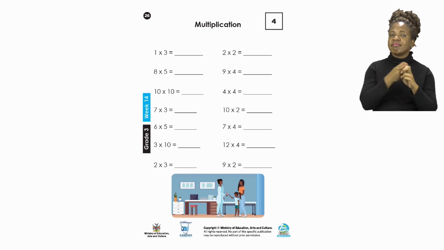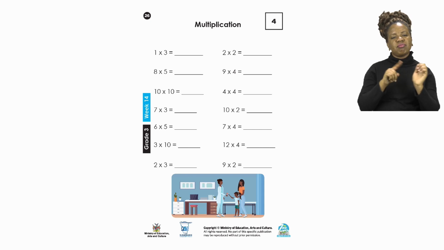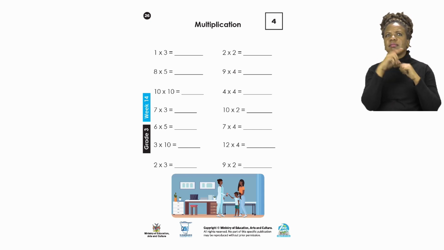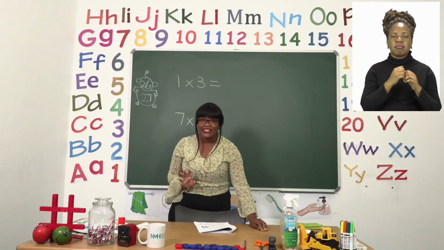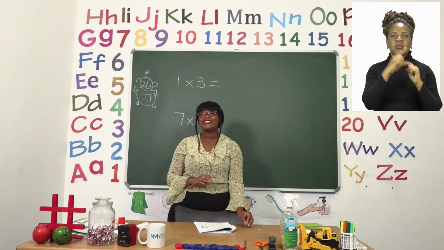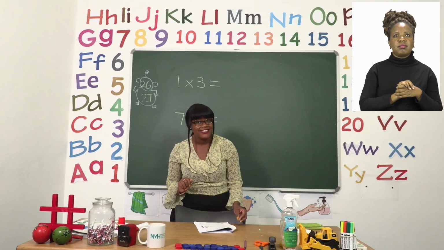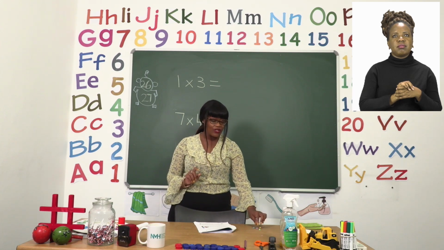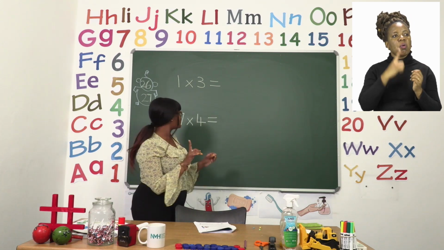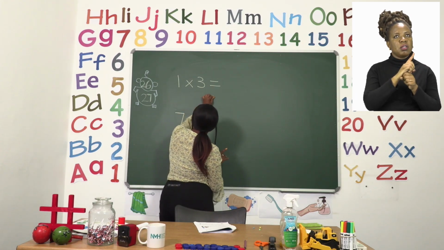So we're going to do the first one together, which says 1 times 3. And then we're going to do the next one, which says 7 times 4. So let's take a look at 1 times 3 first. Now, when they say 1 times 3, they actually mean one set of 3. So first thing you need to do is draw the set. So you're going to draw one set.